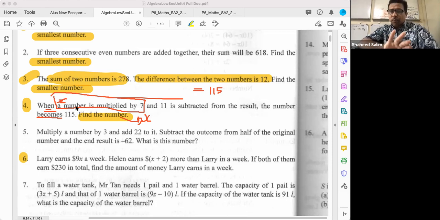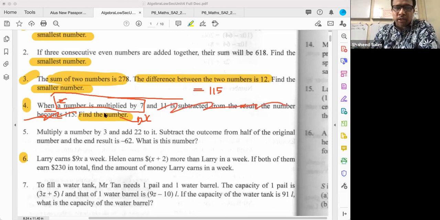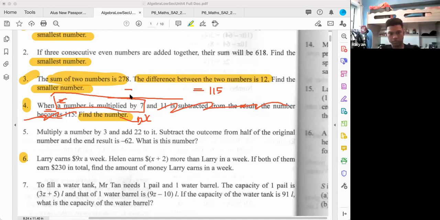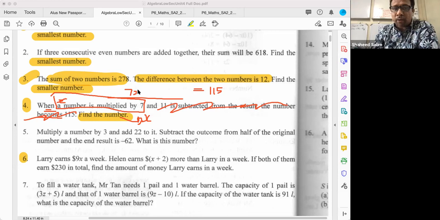We don't look at all this first. We are now going to just look at this one. When x is multiplied by 7, so what is it? Right, 7x. Okay, so this is your answer right now. 7x, right?